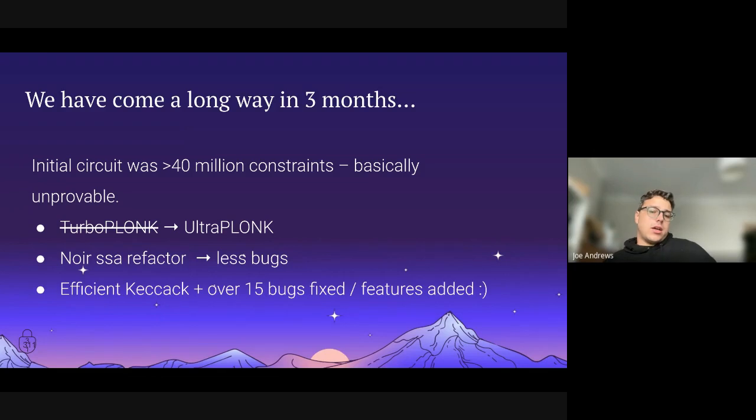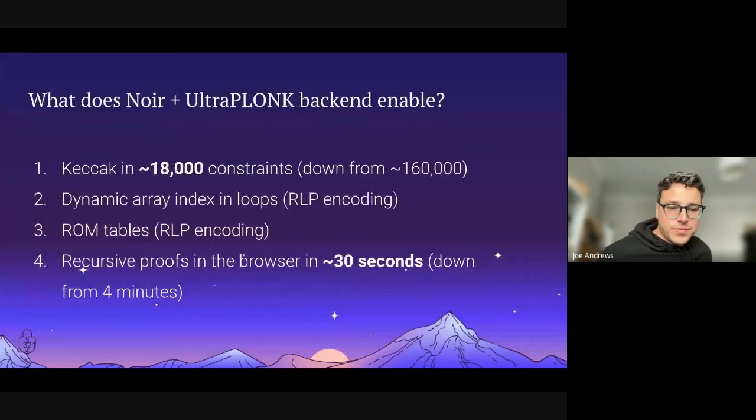And we also have a very efficient Keccak custom gate in UltraPLONK, which the majority of the constraint reduction came from. I think we reduced the cost of a Keccak hash from around 160, 180,000 constraints to around 18,000, which is a huge win, especially given the amount of Keccak hashes needed in the Merkle-Patricia trie hashing. So yeah, just a summary of those optimizations here.